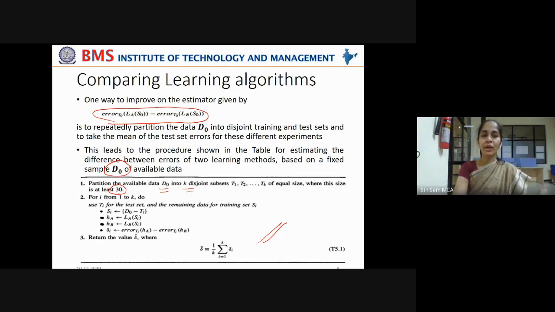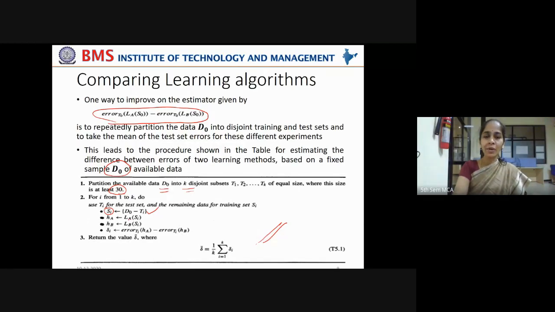Now for i from 1 to k, for each of those subsets, use Ti for the test set. One partition you keep for testing, and the remaining 9 partitions you keep for training. How are we representing that? From the available data D naught, remove Ti, meaning remove one partition as the test set, and use the remaining partitions as the training set. That is a total of 9 partitions as the training set.